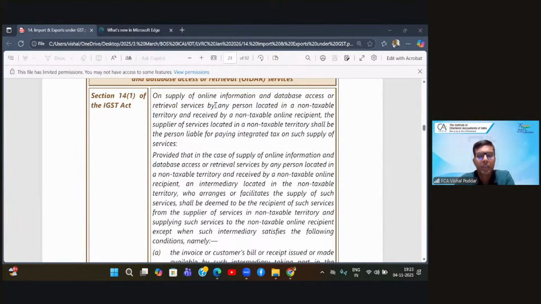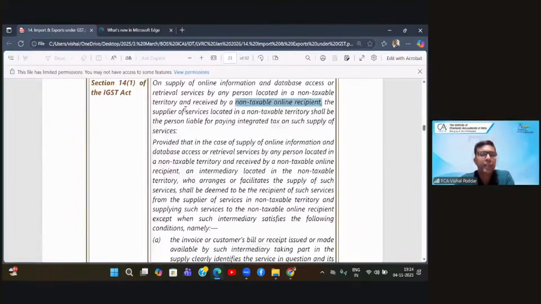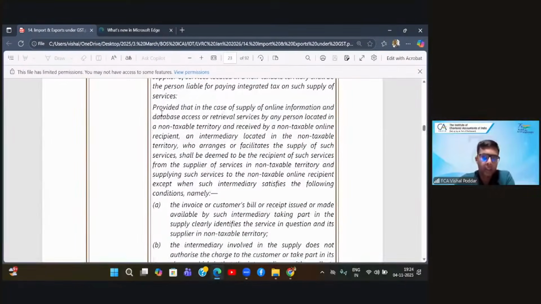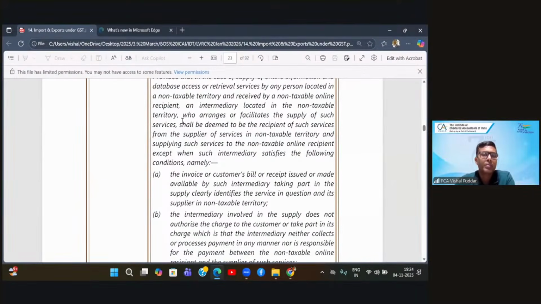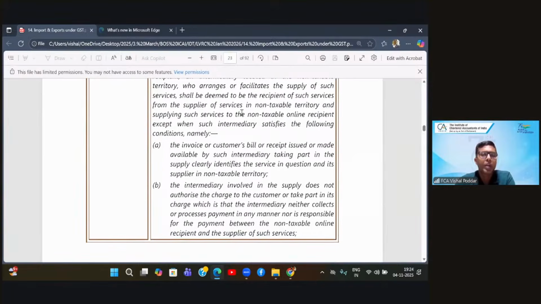So what does 14(1) say? On supply of OIDAR services by a person located outside India and received by a non-taxable online recipient, the supplier of services located outside India shall be the person liable to pay IGST. Further provided that in case of supply of OIDAR services by any person located outside India and received by a non-taxable online recipient, an intermediary located in the non-taxable territory who arranges or facilitates the supply of service shall be deemed to be the recipient of such service from the supplier of service in non-taxable territory and supplying such service to the non-taxable online recipient, except when such intermediary satisfies the following conditions.